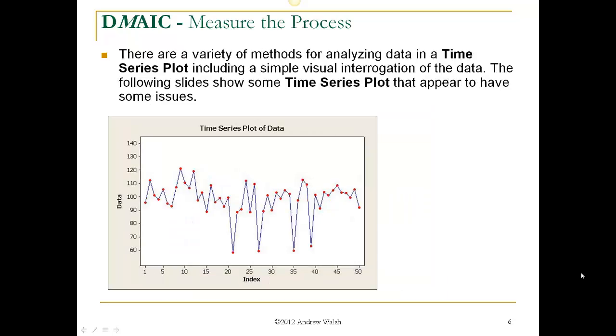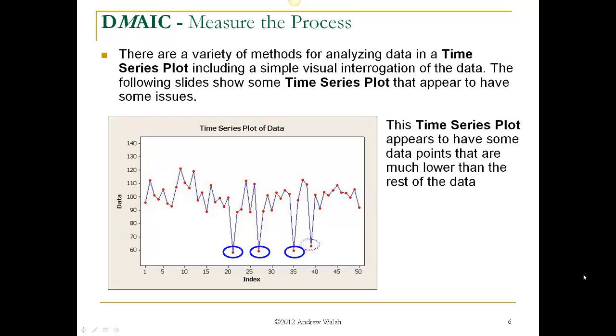There are a variety of methods for analyzing data in a time series plot, including just a simple visual interrogation of the data. The following slide shows some time series plots that appear to have some issues. For example, this time series plot appears to have some data points that are much lower than the rest of the data. Why is that? What was happening at those points? Who was doing that? Who was taking those samples?